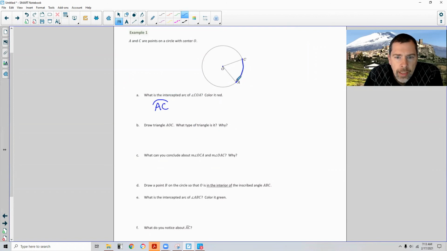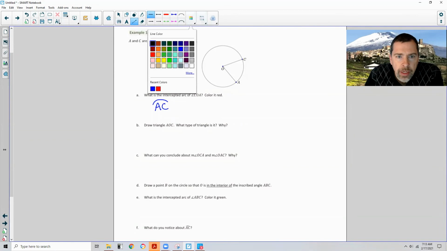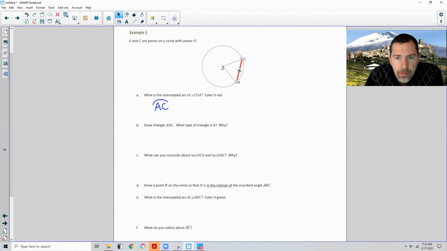Draw a triangle AOC. What type of triangle is it and why? So now I'm going to just move this out of the way. And to draw this segment, use a ruler, of course, but I'm just going to use my straight segment program. Okay, and go like this. Okay, so there is triangle AOC.